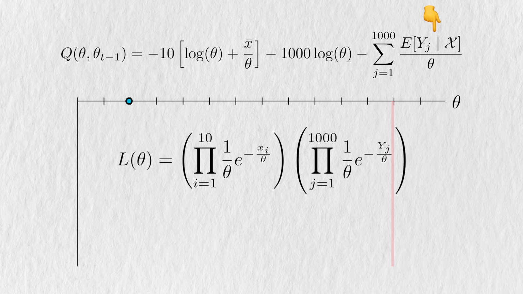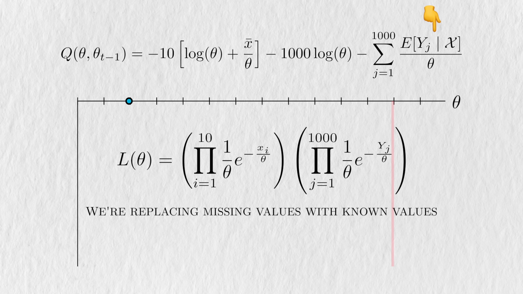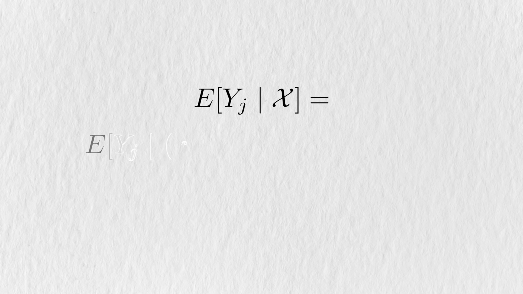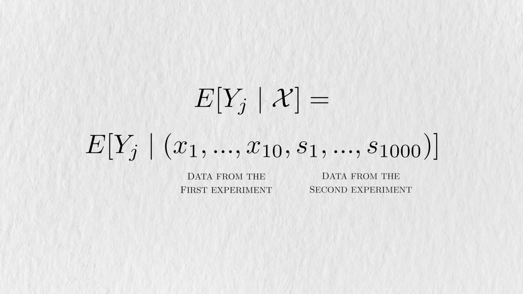But in this Q function, we're effectively replacing all the random and missing elements with their conditional expectations. Since we theoretically know what these numbers might be, we're replacing missing values with known values. Let's zoom in on what these conditional expectations would be for our particular example. At first glance, this expression makes it seem like we have to condition on a lot of different things for each person. All the data from the first experiment and all the data from the second.